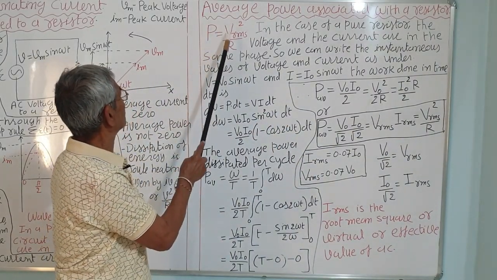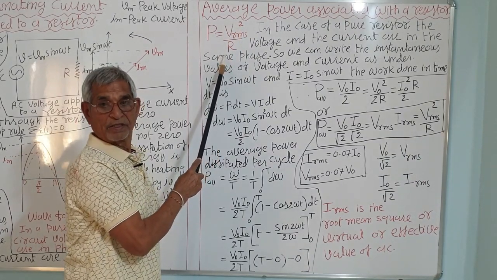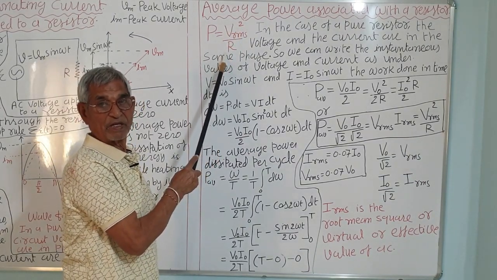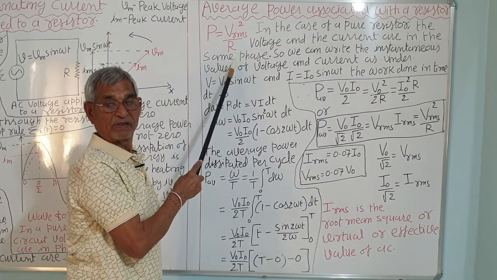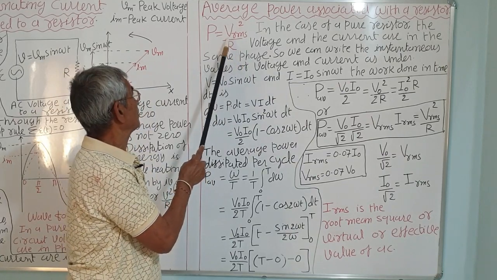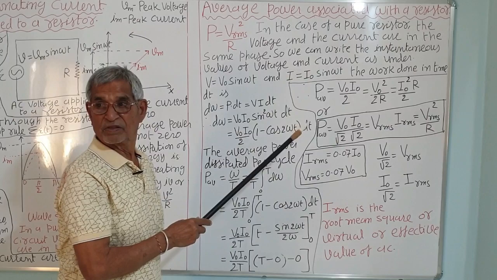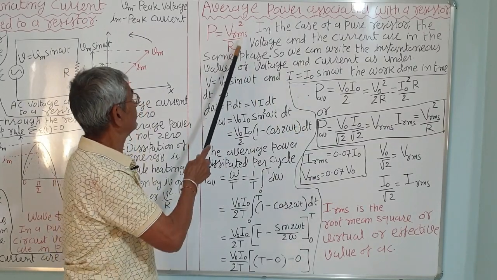So power is equal to V RMS square upon R, correct? It is not the peak value, that is V, not V maximum, it is V RMS, correct? It is 0.707 times V maximum. This is somewhat less than the maximum value.